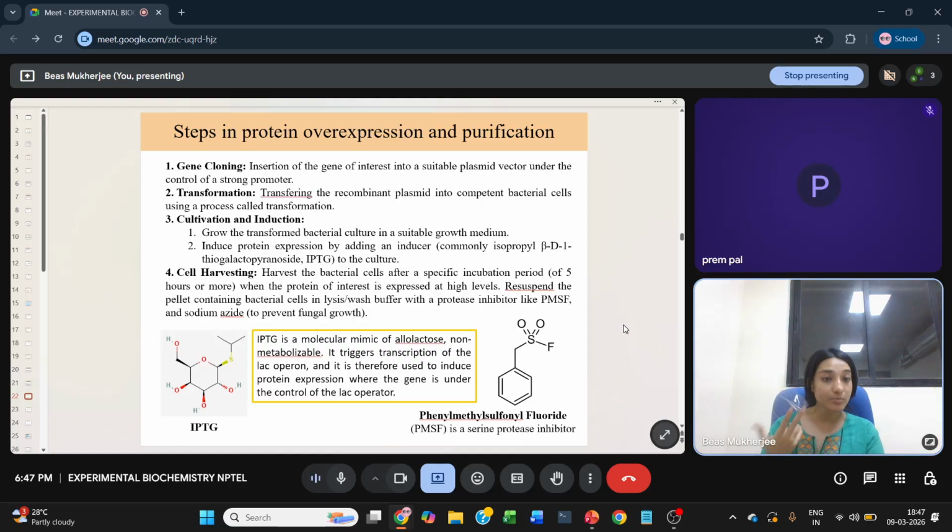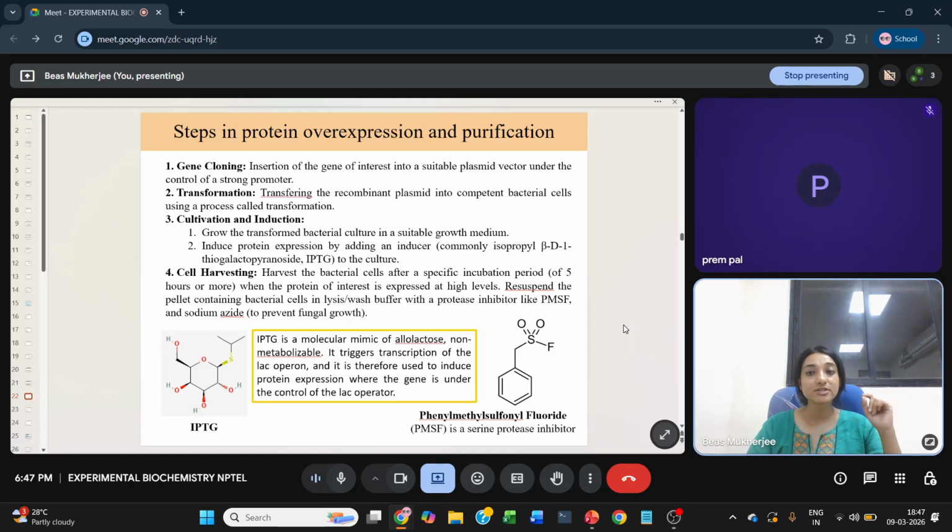So non-metabolizable. That means if you are adding normal allolactose, then the bacteria can eat it up. It will metabolize it and it will be over. And then the bacteria will stop making the protein. But we don't want that. So we want the bacteria to constantly think that there is allolactose in the medium. I should activate my lac operon system, but then I'm not able to digest it. I'm not able to use it up, and so it will consistently start making the protein.